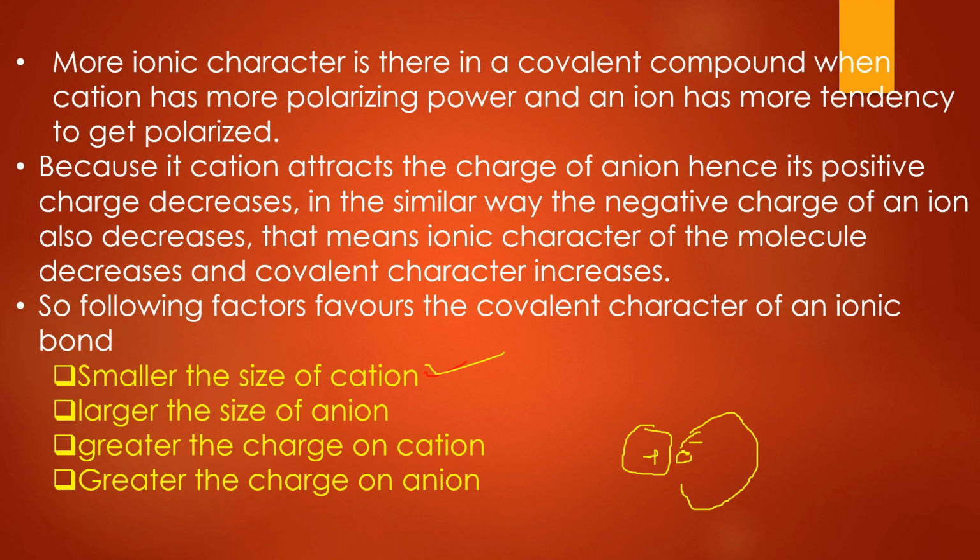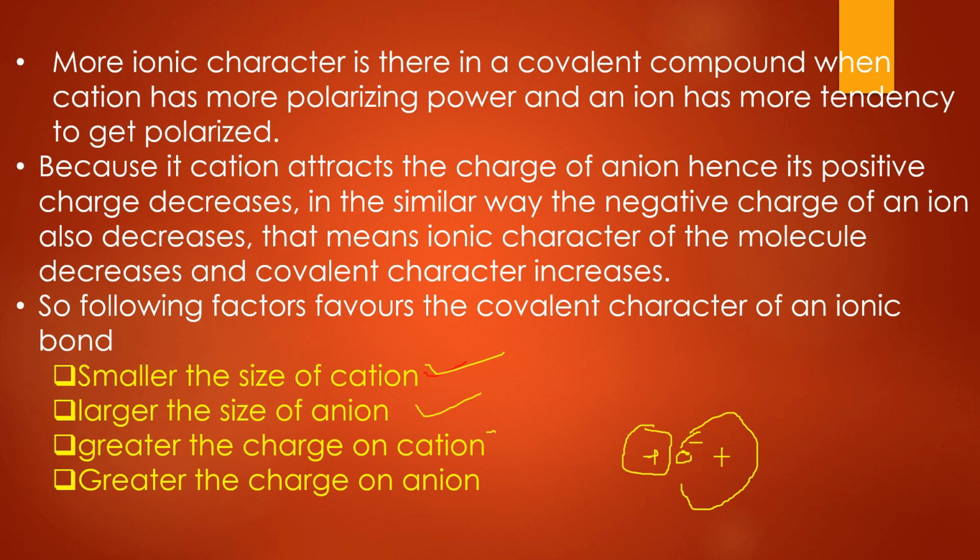Next, if the size of anion is more, then it is far apart from its nucleus. On the other hand, it is closer to the nucleus of the cation. Again, that means the polarizing of the anion is more by the cation. That means larger the size of anion, more will be the covalent character.